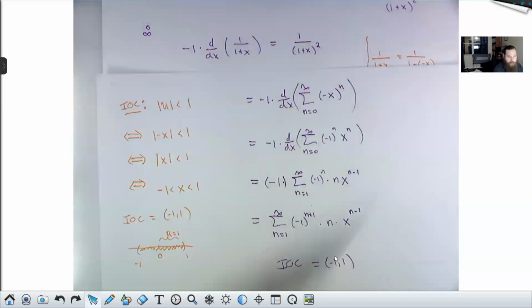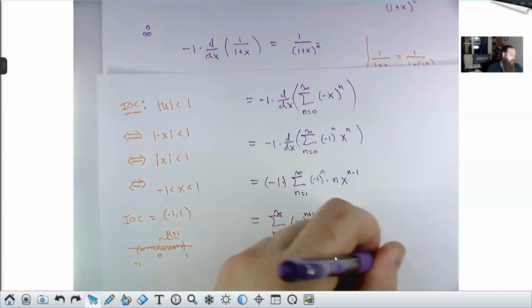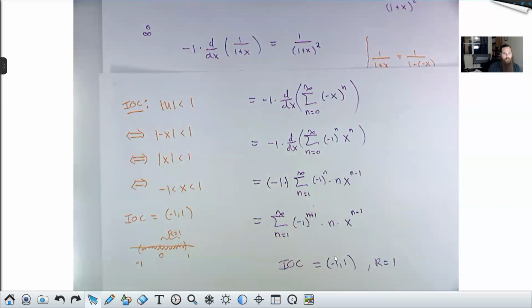If I had integrated, then I could have gained an endpoint. If my original series had some endpoints in it and I differentiated, I could have lost some. But since the original series interval of convergence contained neither endpoint, the differentiated series can contain neither endpoint, because again, at most, when you differentiate, you can lose an endpoint. So the interval of convergence and radius of convergence for the resulting series here are the same as the original.